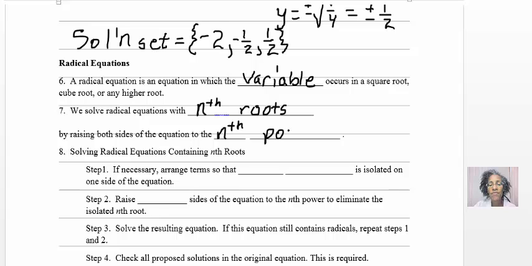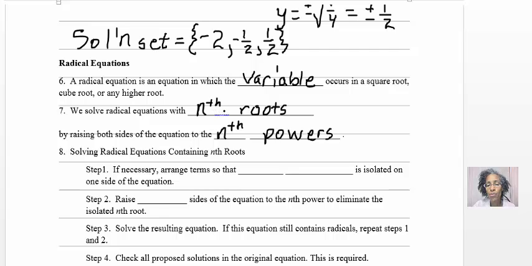So these are actually inverse operations. If I have an nth root and I need to get rid of it, I use an nth power. Just like if I've added something and I want to undo that, I subtract what I've added. This is similar to that.